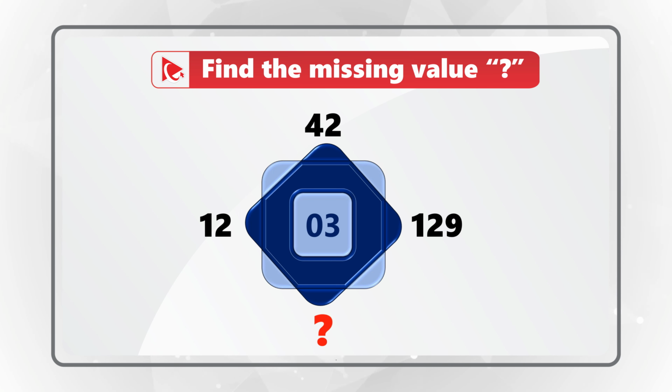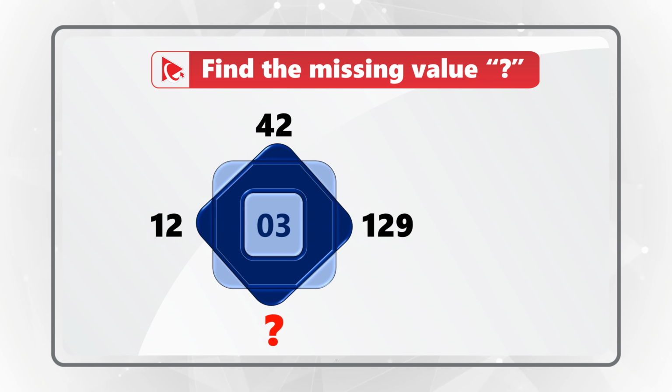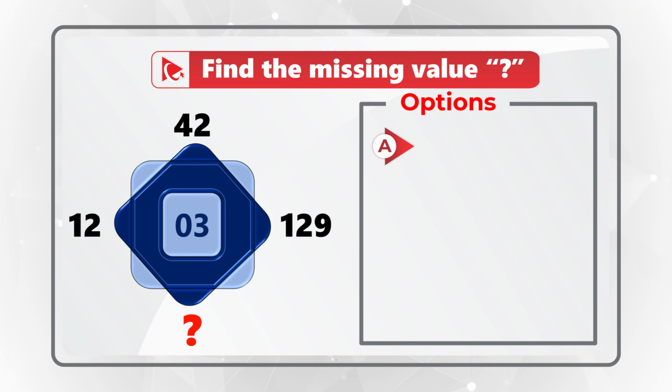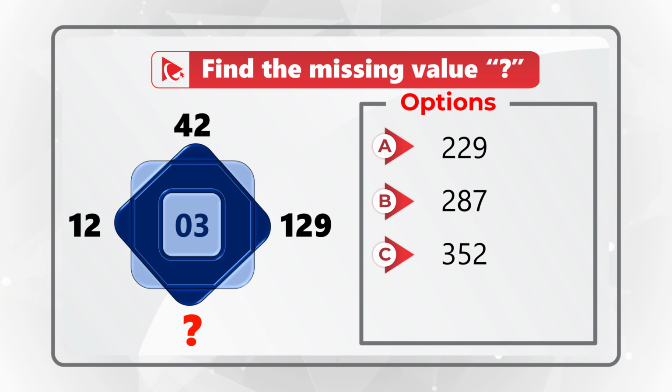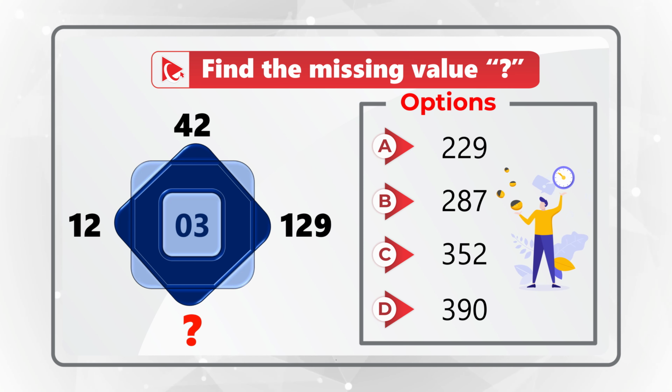The missing value is represented by the question mark in a shape that contains numbers around the shape as well as one number inside. The numbers you see are 12, 42, 129, and then there is a number 3 in the middle. You have 4 different choices to choose from. Choice A, 229. Choice B, 287. Choice C, 352. And then choice D, 390. Take a close look to see if you can recognize the pattern and solve this challenge.